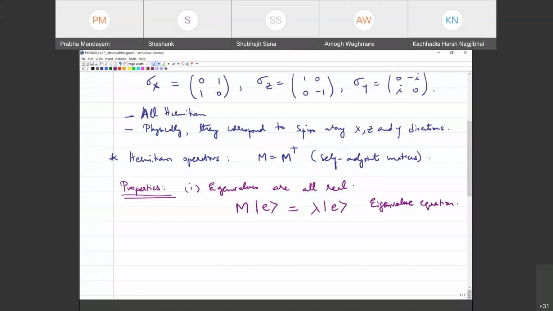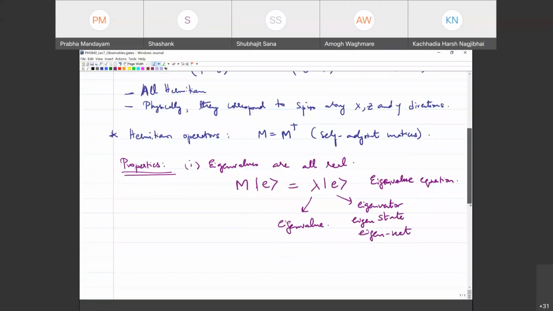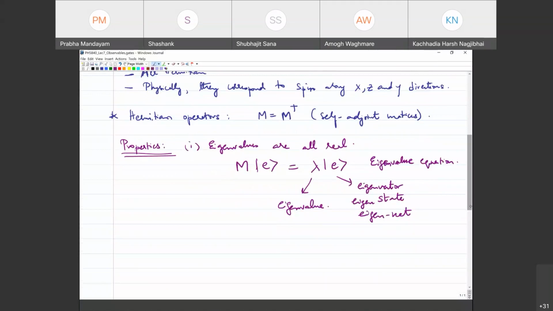So any vector which is left invariant by the action of the operator is an eigenvector or an eigenstate. Sometimes we even say eigenket, right? And the associated scalar is what we call the eigenvalue associated with that eigenvector, right? So now what one is saying is that the lambda are all real.